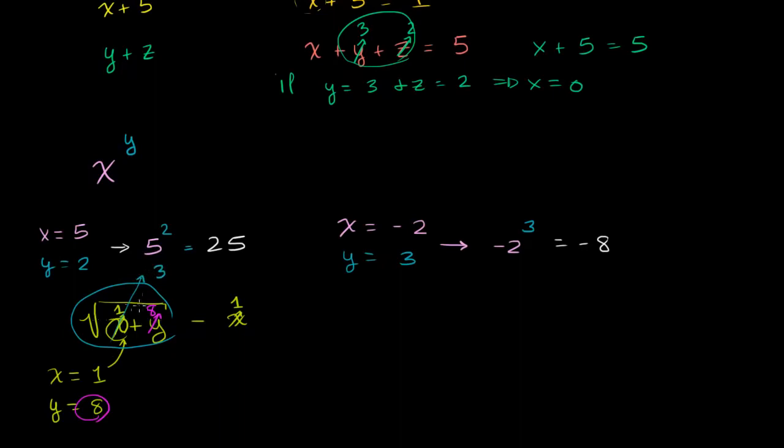1 plus 8 is 9. The principal root of that is 3. And then you'd have 3 minus 1, which is equal to 2.